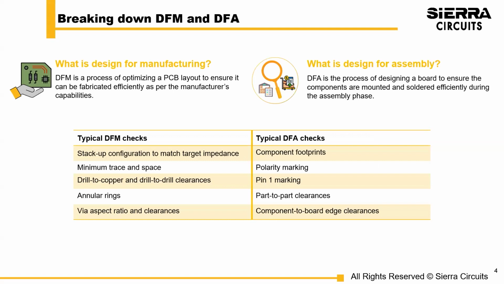Whereas design for assembly, DFA, is the process of designing a board to ensure the components are mounted and soldered efficiently during the assembly phase. DFA usually focuses on component footprints, polarity marking, pin 1 marking, part to part clearances, and component to board edge clearance.